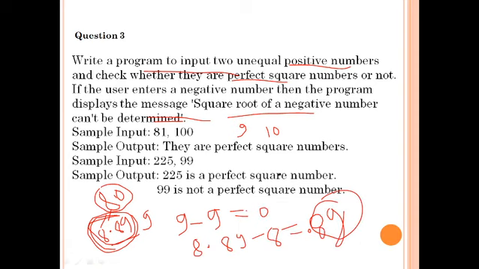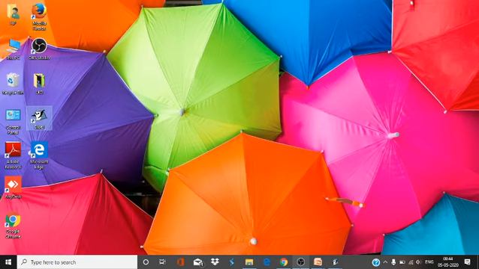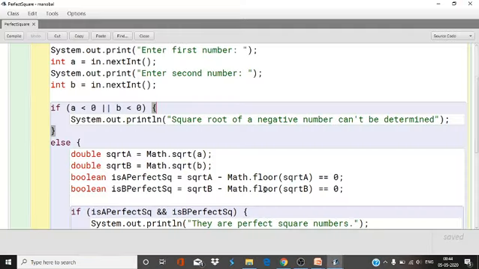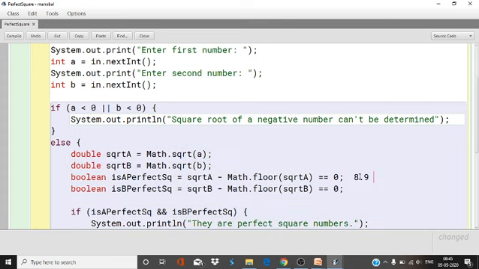See, the square root of 81 is 9, minus Math.floor of the square root of a. If the square root has a decimal part, that part is removed and only the whole number remains. If I use floor on 8.9, the value will be 8 only. Understand? Now 8.9 minus 8 is not equal to 0, so it is not a perfect square.